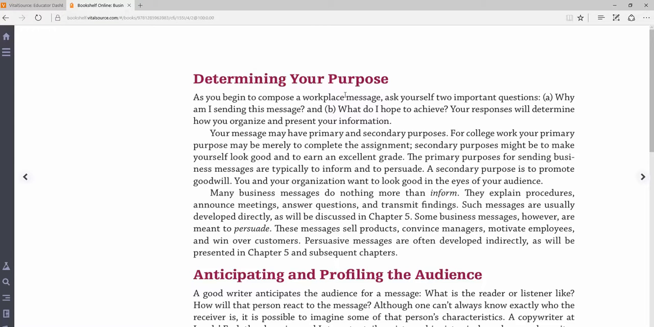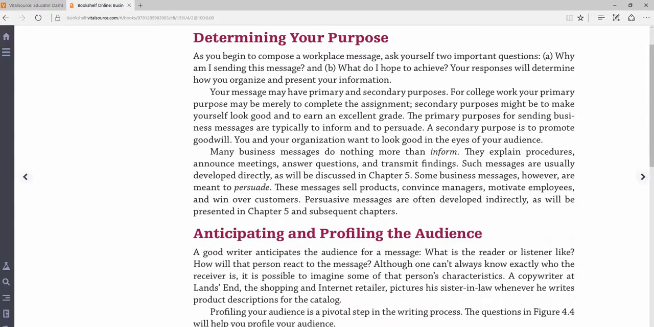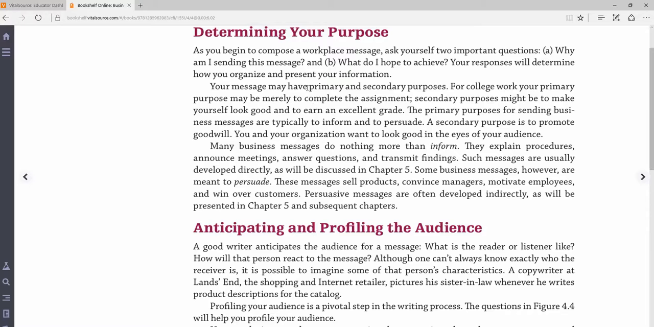So, determining your purpose: these are questions you ask yourself. Why am I sending this message and what do I want to achieve? Your message will have primary and secondary purposes. Primary would be merely to complete the assignment. We've used this before, talked about a couple pages back. Secondary purposes would be to make yourself look good and earn an excellent grade. Business messages are typically going to be to inform and persuade. The secondary purpose is to promote goodwill.